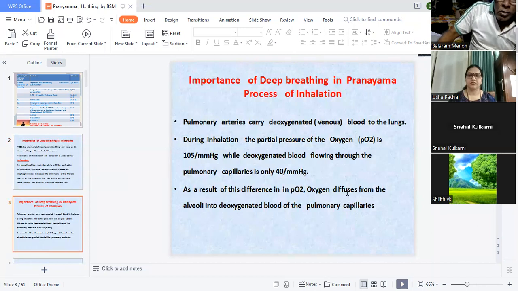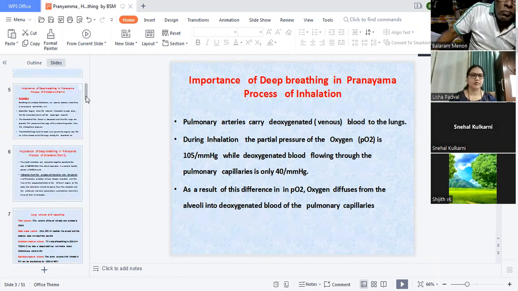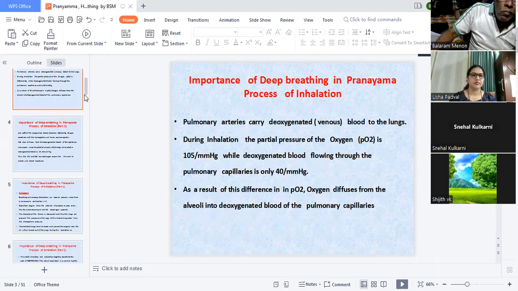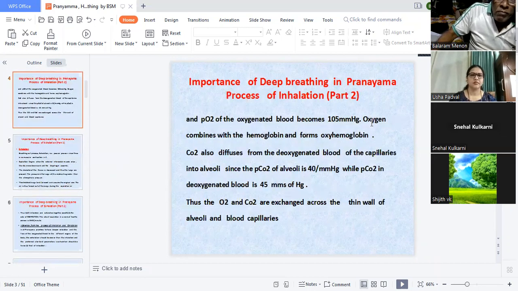So the movement happens because of the pressure difference between the oxygenated blood and the deoxygenated blood. Then oxygen combines with the hemoglobin and forms oxyhemoglobin.